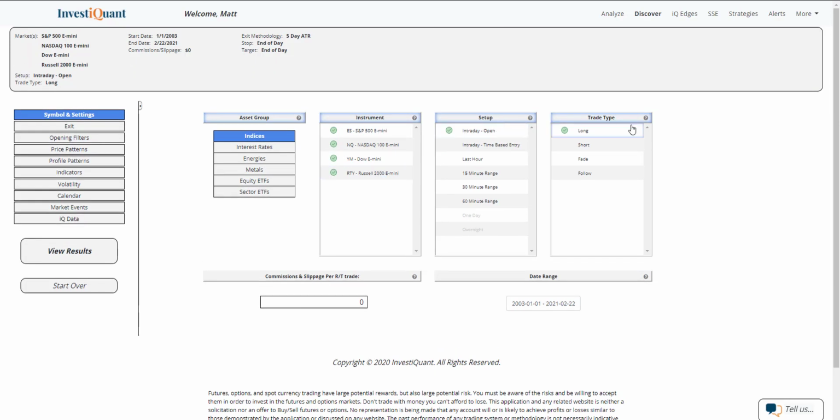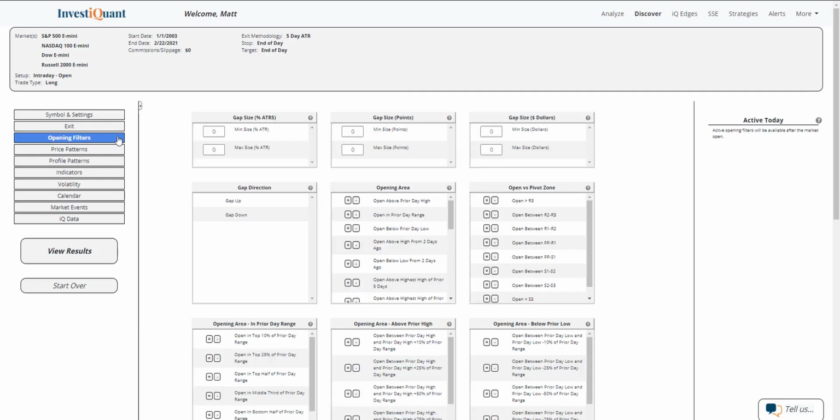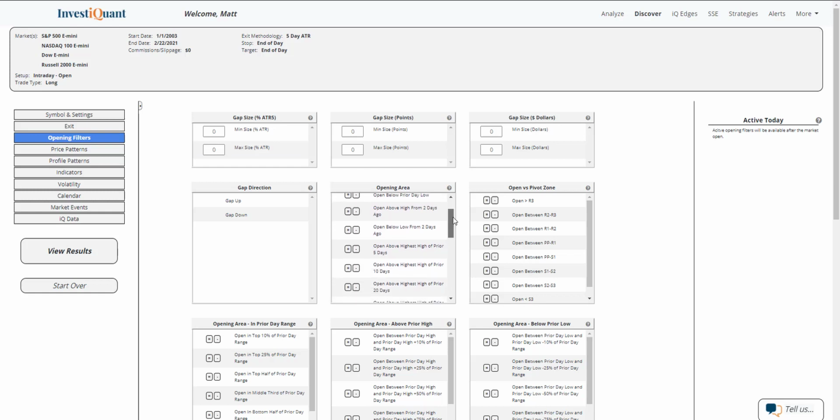The setup is going to be based upon entering the market long at 9:30 a.m. Eastern Time and exiting at the close of regular trading hours, which is 4:15 p.m. Eastern Time. Next, I'm going to go into the opening filter section, and I'm going to add that we are opening below the lowest low of the prior 5 days. So that'll put us below last week's low.